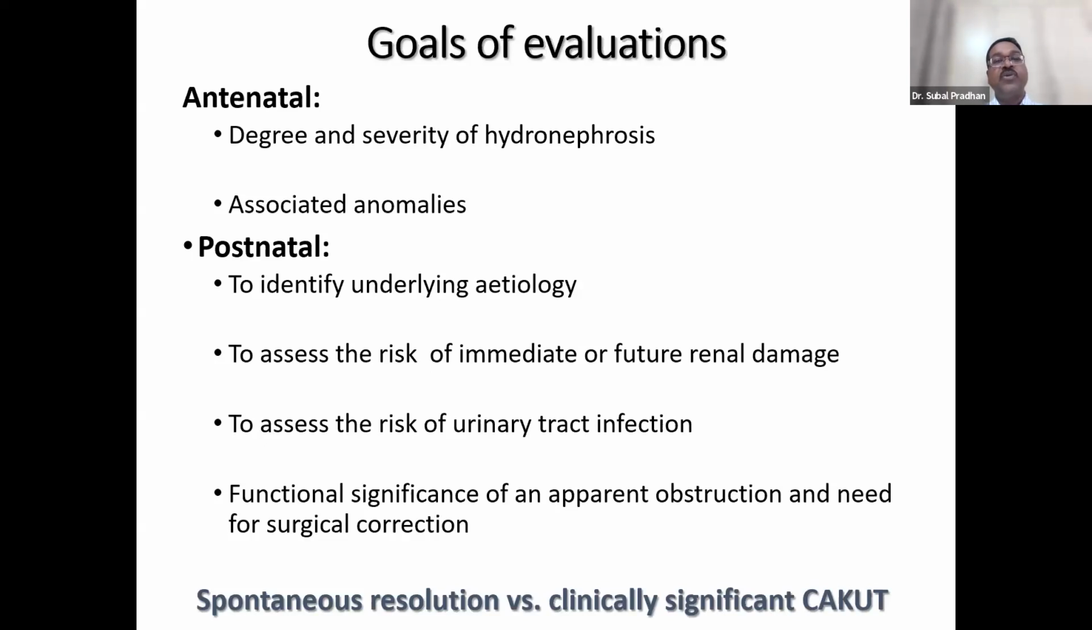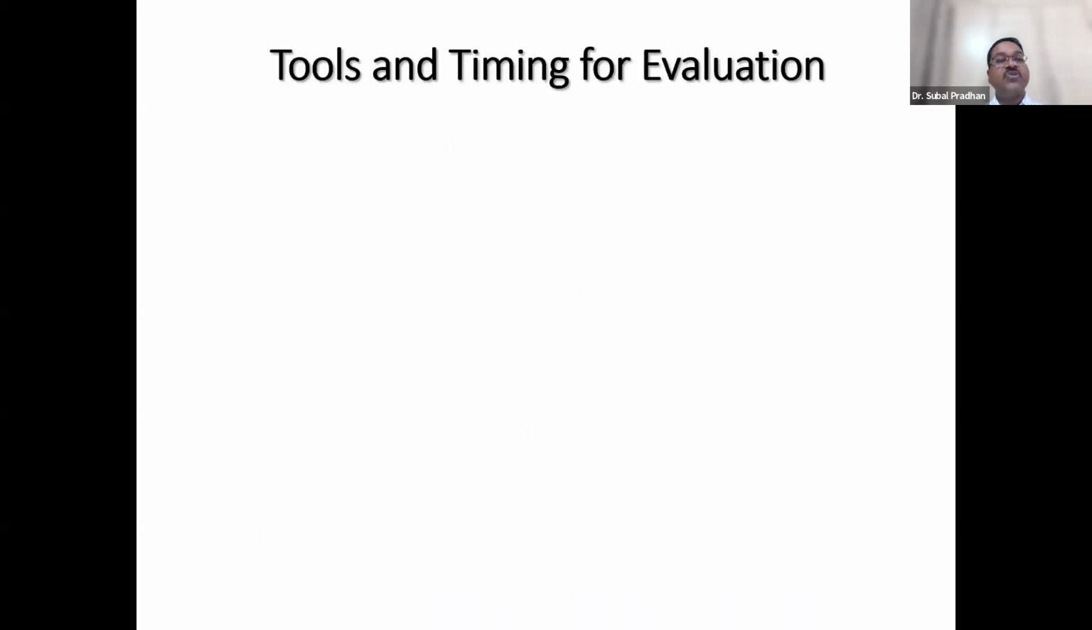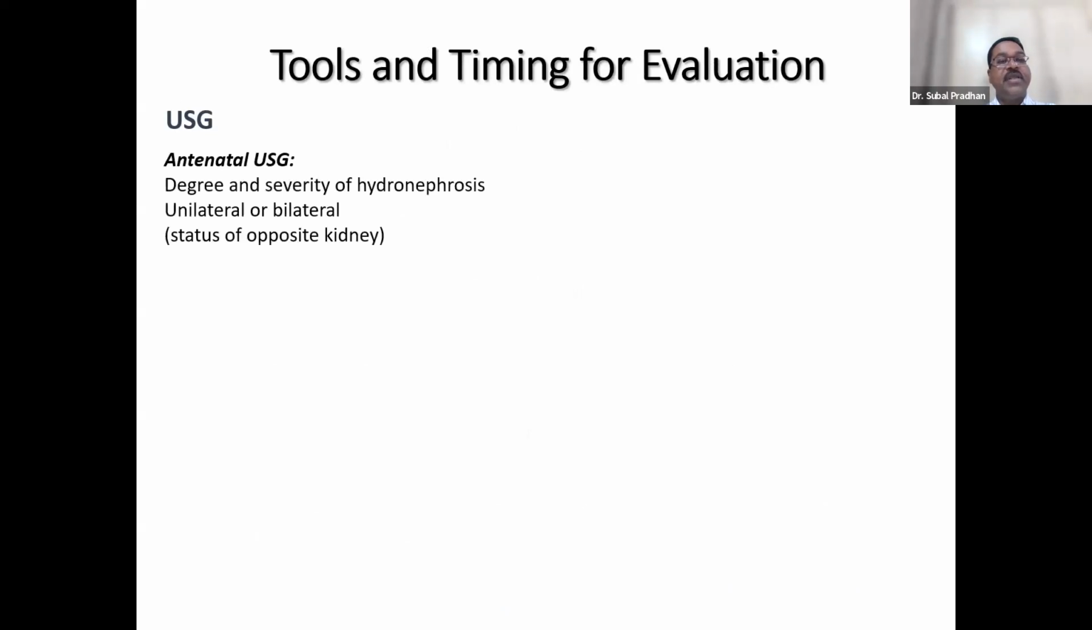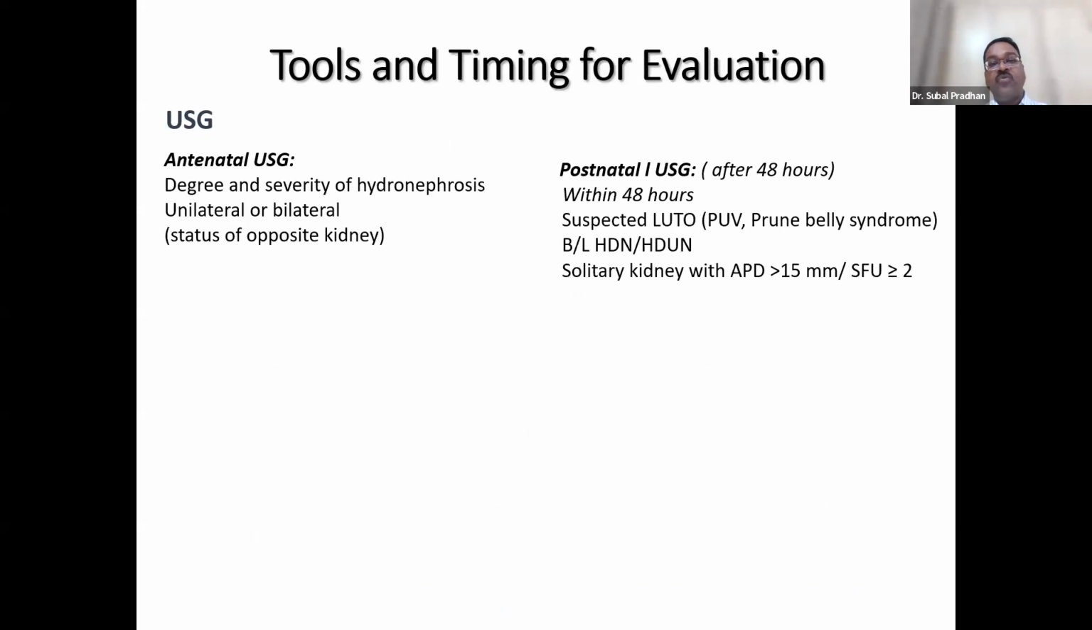So what are the tools you need to evaluate antenatal hydronephrosis? Ultrasonography is used for both antenatal and postnatal evaluations, as mentioned in several guidelines. Antenatally, it looks for the degree and severity of hydronephrosis, as well as the laterality, whether it is bilateral. Postnatally, it should be performed after 48 hours, for the reason already mentioned by Dr. Silva. However, in situations like suspected lower obstruction like posterior urethral valves or prune belly syndrome, or if there is bilateral hydronephrosis, or a solitary kidney with APD more than 15 or SFU grade 3, it should be done within 48 hours.